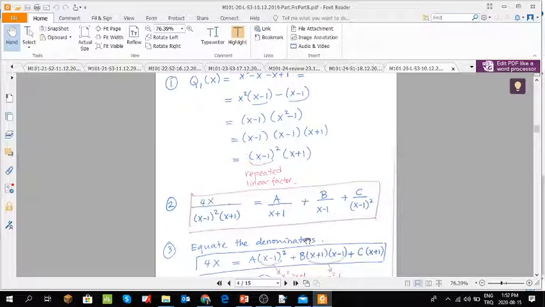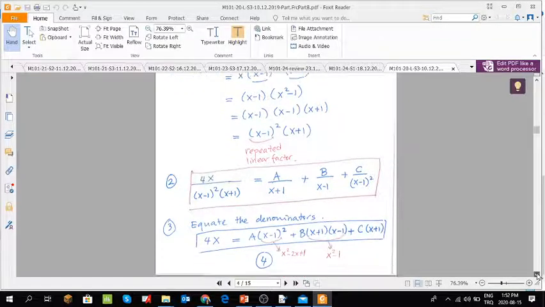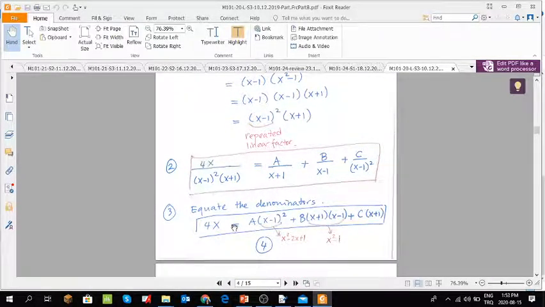As we said at the very beginning, for each repeated linear factor, you would just put a over x plus 1, b over x minus 1. This is not repeated: x plus 1 is not repeated, x minus 1 is repeated. So b over x minus 1 plus c over x minus 1 squared, till you exhaust the powers, until 2 actually in this case. And then we are going to equate the numerators. 4x is equal to a times x minus 1 squared, plus b times x plus 1, x minus 1, plus c times x plus 1, and then factor it out.